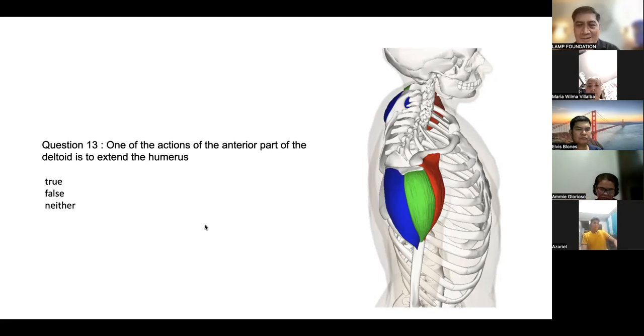Ano, hindi ka nag-extend ng humerus pala. Okay, you use the front part of the deltoid para maabot mo siya. No? So, ito yung tumutulong na i-move yung arm mo forward. Okay? That's the anterior, kaya anterior deltoid or the front of the humerus. Anterior part of the deltoid. Okay? So, the answer here is false.